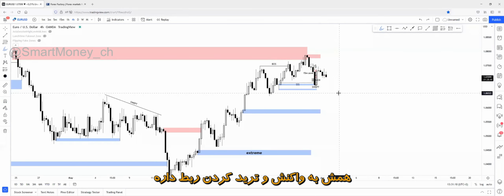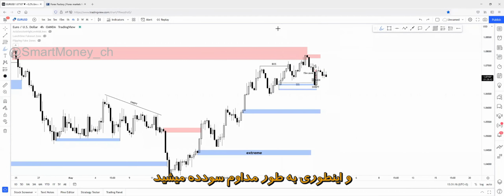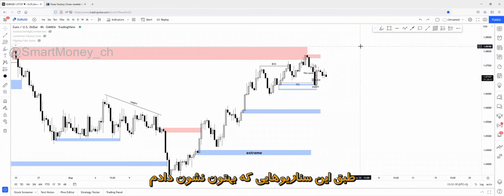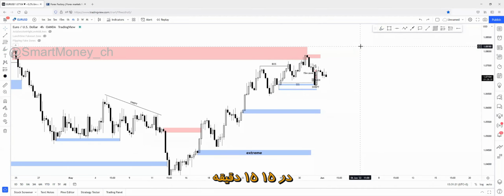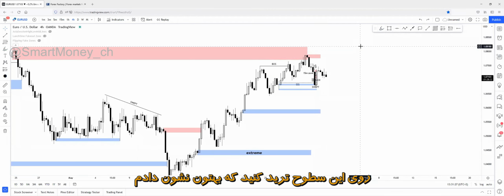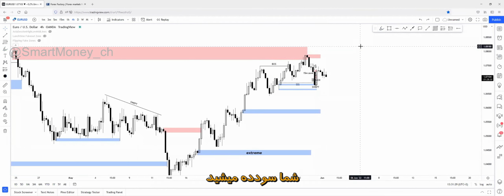Trading is all about reaction. This strategy is all about reaction. You have to follow this reaction-based strategy, and you'll be able to make consistent profit based on those scenarios that I showed you on the 15-minute, 5-minute and 1-minute chart. If you're following these scenarios, and if you're only trading on these zones that I just showed you, you'll be profitable.